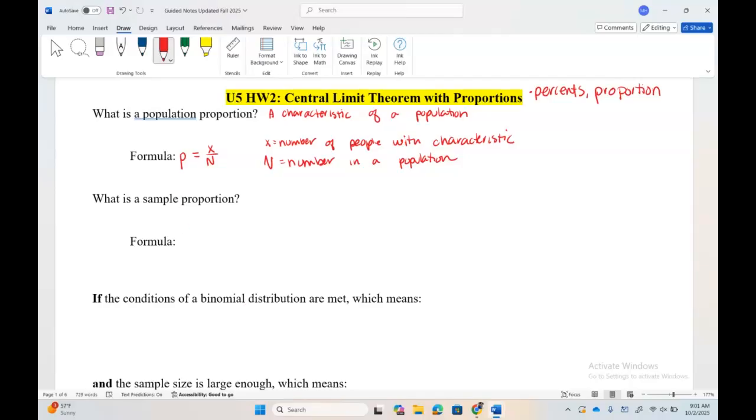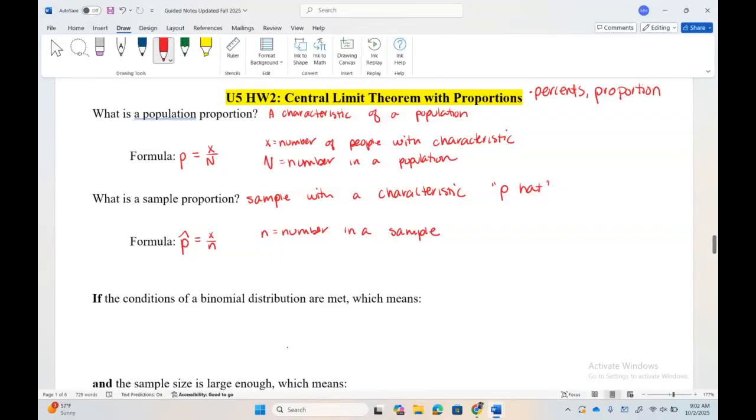Okay, a sample proportion is just a sample with a characteristic. We call this P hat, and that's because the formula for this is P, but we give it a little hat. So P hat equals X over lowercase n. X is still the number of people with that characteristic, but lowercase n is the number in a sample.